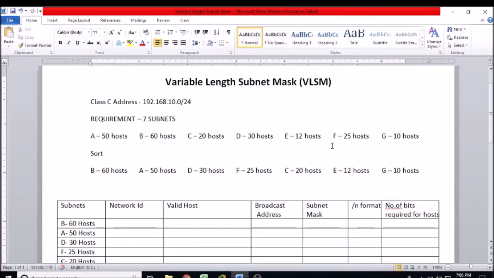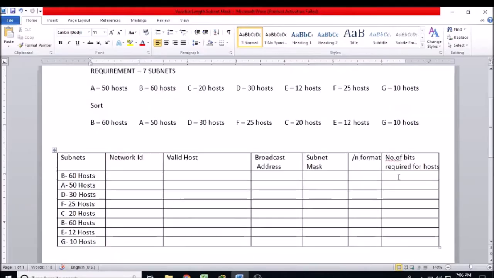Given the requirement, the first task is to sort the elements in descending order. Now B is the highest required subnet, there are more host requirements in B subnet, so that will be served first, and then A, D likewise. To explain more about this, let me take one table and discuss it.